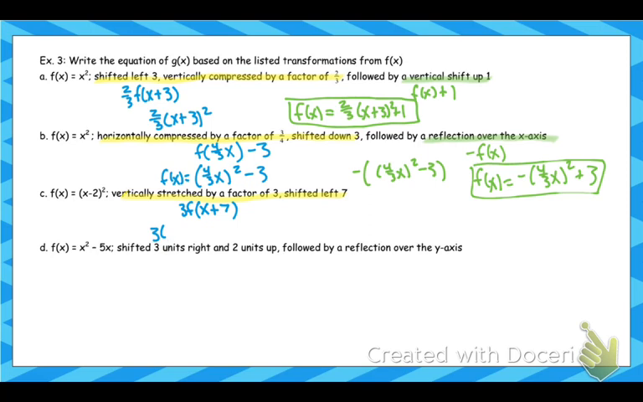And then I'm replacing x with x plus 7. So x plus 7 minus 2 is really x plus 5.